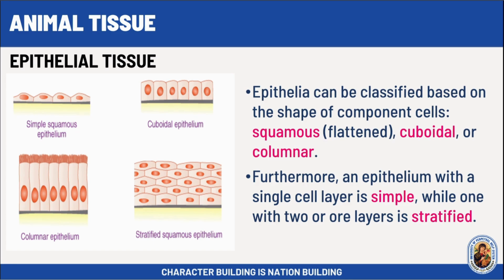In epithelial tissue, it can be classified in three different shapes or two different layers. In those three shapes, it could be squamous, cuboidal, or columnar. While in the classification of layers, it could be a single layer or it has two or more layers. When it's a single layer, it's a simple epithelial tissue. And when it has more than two layers, it is called the stratified epithelial tissue.